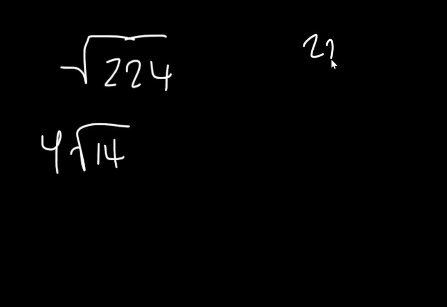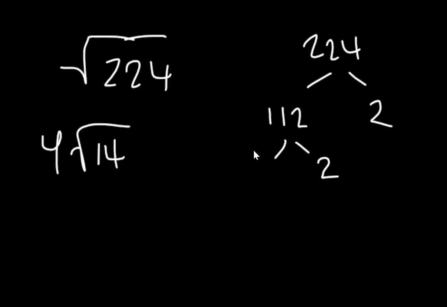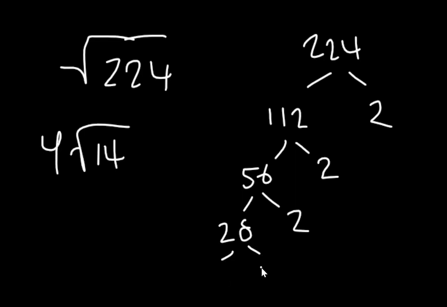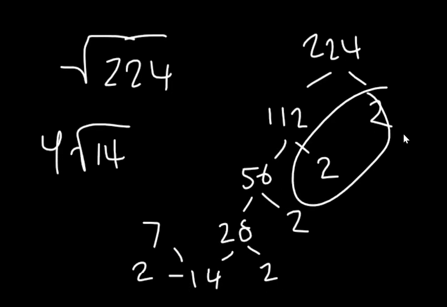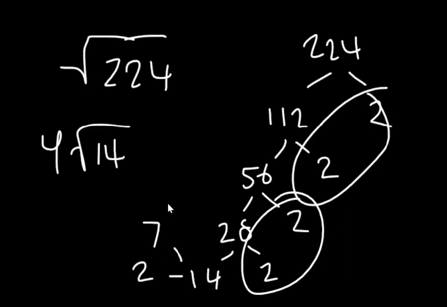From 224, we obviously see that it can be divisible by 2, so you get 112. 112 can still be divided by 2, and then you get 56. You can still divide 56 by 2, and you get 28. It can be divided into 2 and 14. 14 can be divided into 2 and 7. So we have a set of 2 here, a set of 2 here, and just 7 and 2.